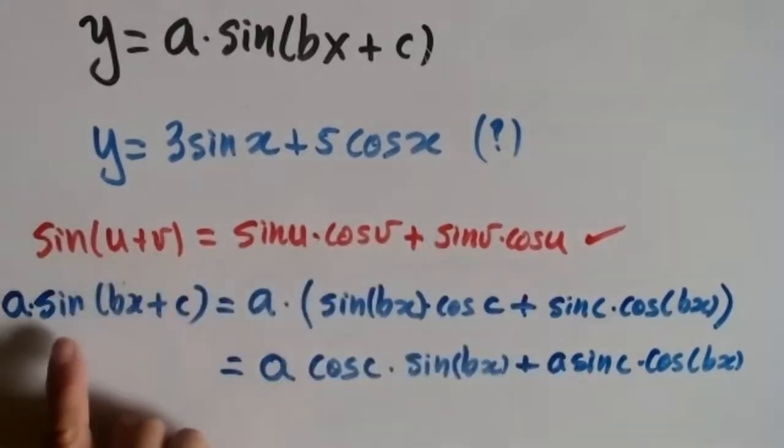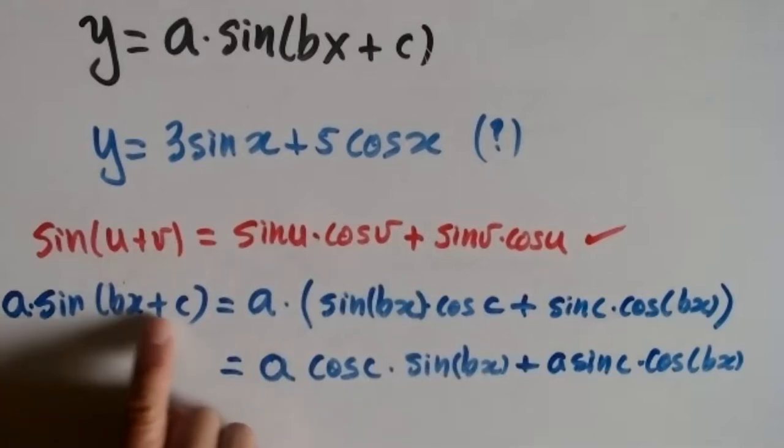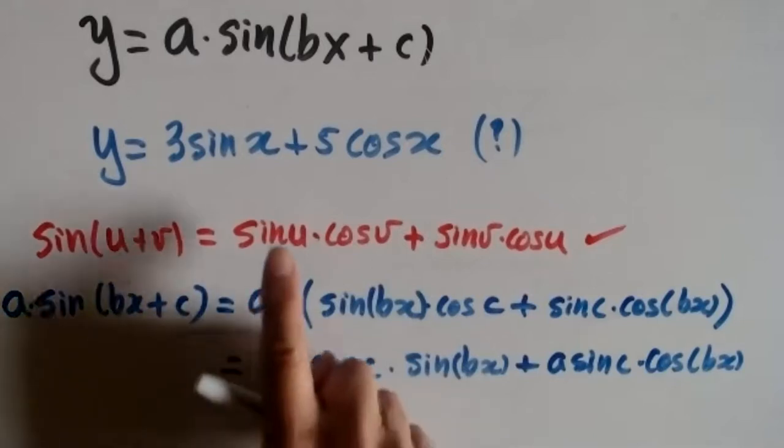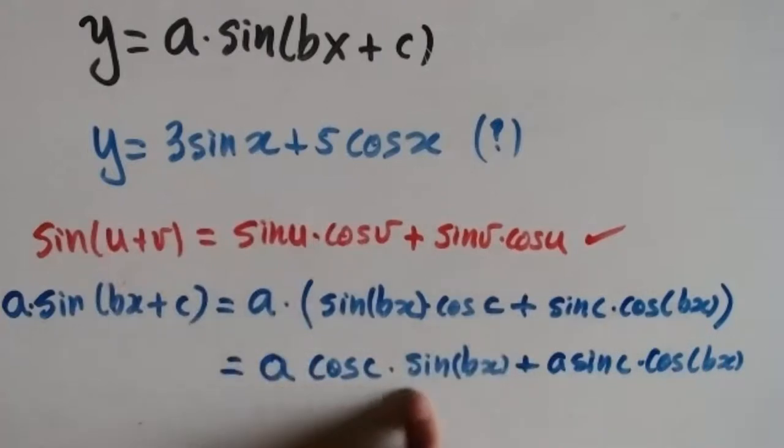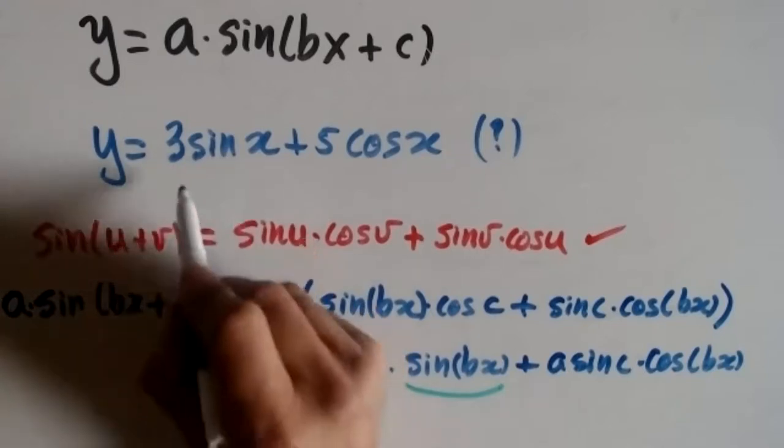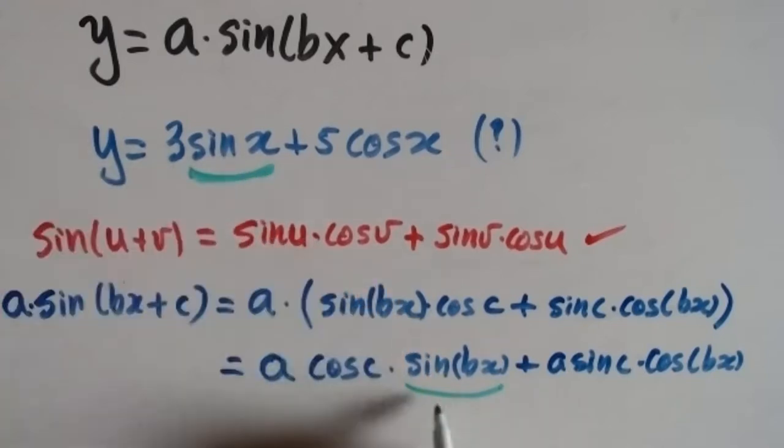I'm going to apply this formula right here. So a times bx plus c. I open this using this formula like this, and then I distribute. Now, I'm going to match one to one. So this is sine bx. Well, sine bx, here is an x. So this goes with this one, right? This goes with this one.